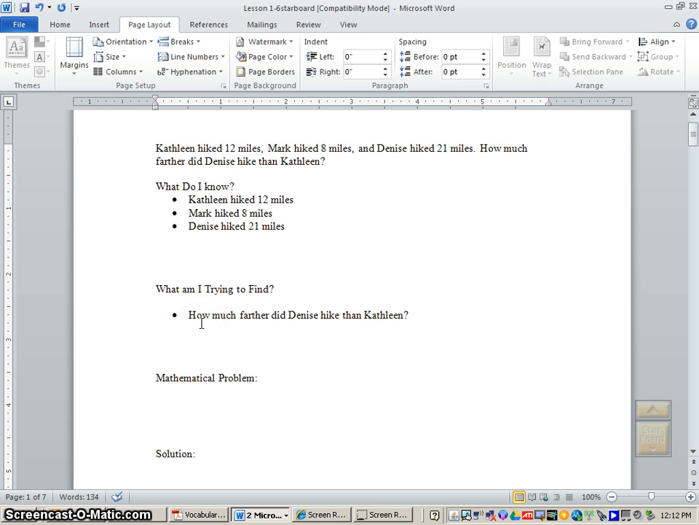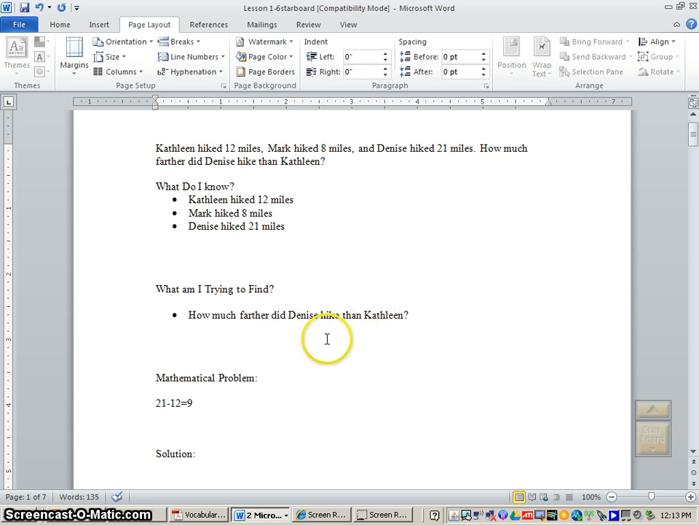Now I go to the next section, which is the mathematical problem. So I see how much farther did Denise hike than Kathleen. So first of all, I need to see that Denise hiked 21 miles, and I know that Kathleen hiked 12 miles. So what I will do is I will do a subtraction problem, 21 minus 12, and that gives me 9. So that is my answer to the math problem.